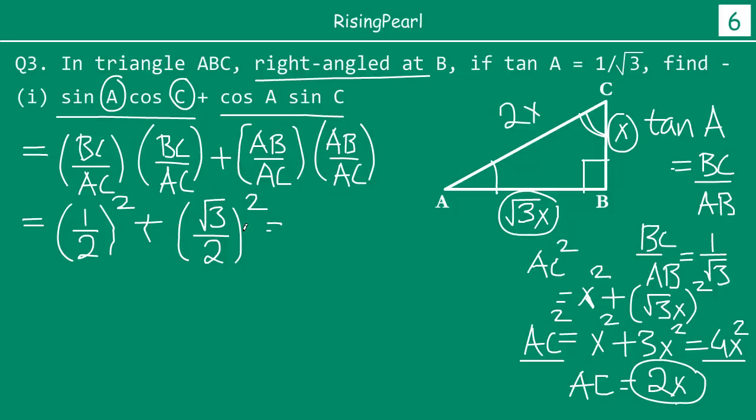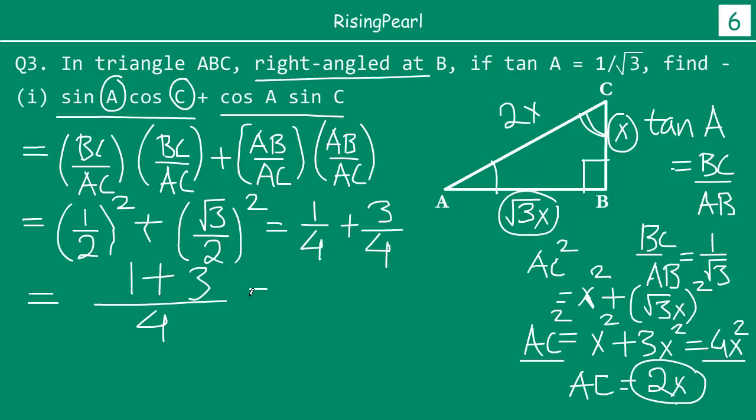So here what we have friends is that 1 by 2 square will be 1 by 4, plus square root 3 times square root 3 is 3, by 2 square is 4. The denominator is 4, so it will be 1 plus 3. So the numerator is 4 by 4, which is equal to 1. So really the value of this expression is equal to 1.